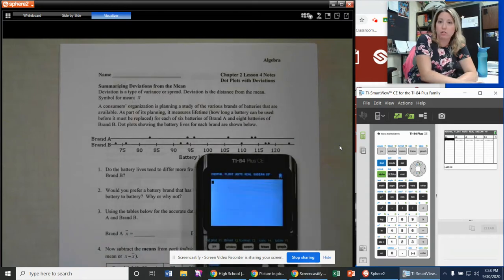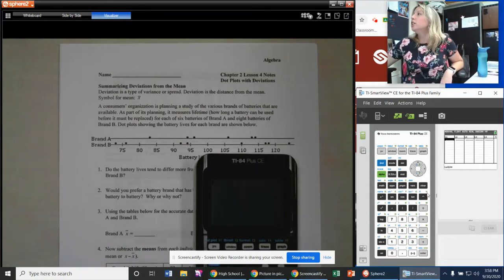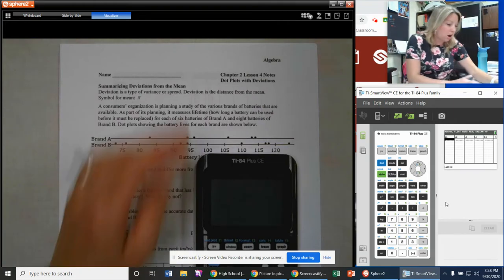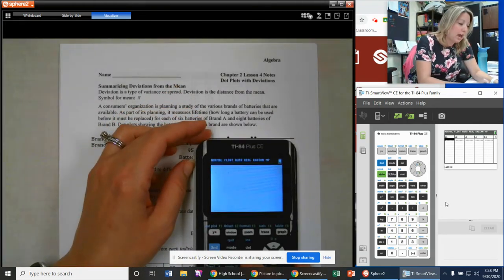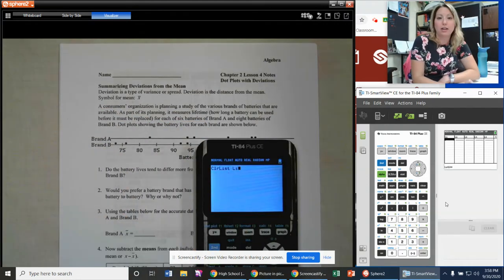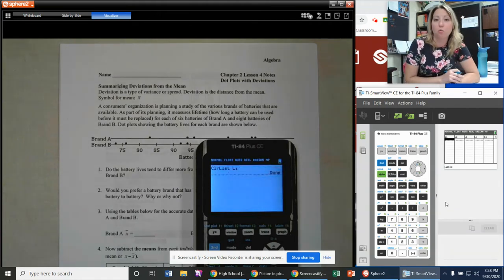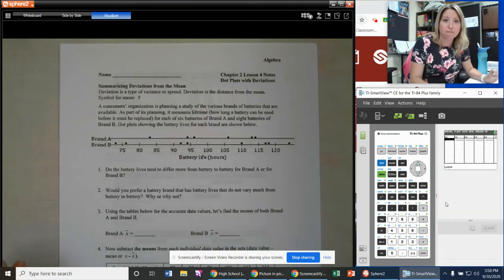So you can see mine is right here under the document camera. We've also got this one right here. Notice that I've got my L1 already pulled up and it's empty. If I want to make sure that's the case, press stat, down to number 4 for clear list, and second 1 so I get L1, and clear out L1 to make sure that it's empty before I begin entering my stats, right?